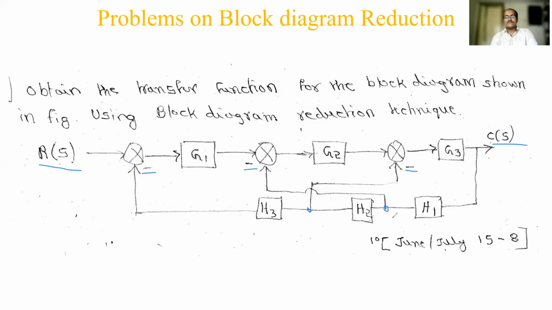So for that, first you have to do a little modification. What modification? First we can simplify this. Normally we'll start from the right; reduction will start from the right. So this signal, what all blocks are coming? It is H1 and H2. Both are coming to this. Okay, so that will separate it.